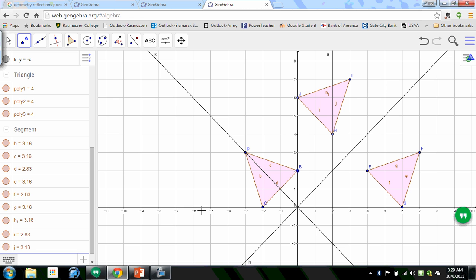Now remember, your pre-image is labeled with the letters. But your image, after you reflect it, should be labeled with prime notation. So after I reflect this, I should have some type of annotation showing me that this would be D prime. When I reflect it down here, this would become C prime. When I reflect it down here, this would become B prime. So make sure you use that prime notation whenever you're doing your reflections, whenever you're doing your isometries, whenever you're showing your translations.